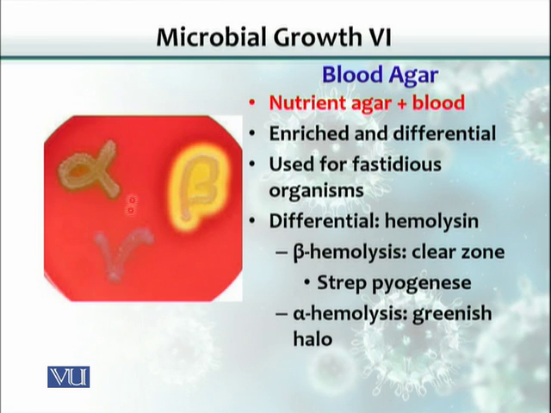Then it is also a differential medium. It is enriched because of the blood, and it is also differential. There are bacteria like Streptococcus pyogenes that have the ability to secrete toxins, which we call hemolysins. They cause hemolysis of RBCs. Some toxins cause complete hemolysis, as you can see here. This is called beta hemolysis or hemolysin. And then there is alpha, which is kind of partial. And this colony here is non-hemolytic. That means this organism is not producing any toxin that can lyse RBCs. So this is a differential as well as enriched medium.